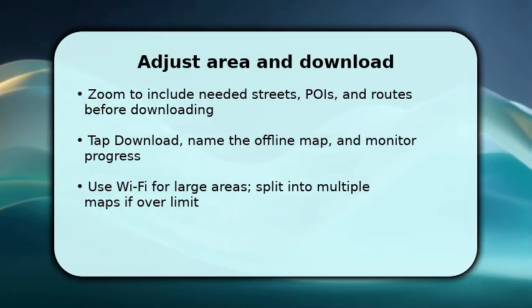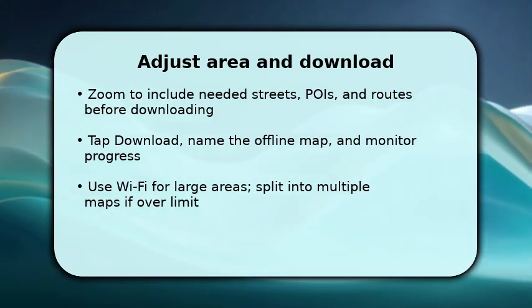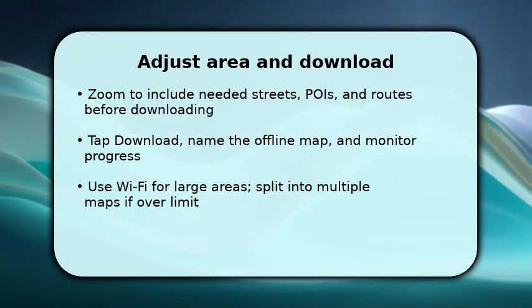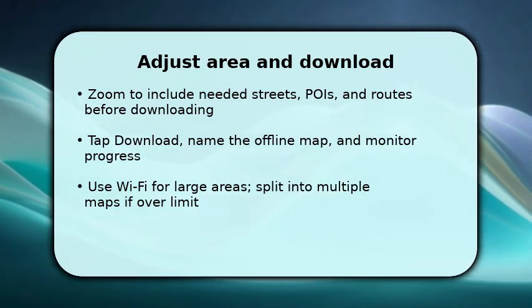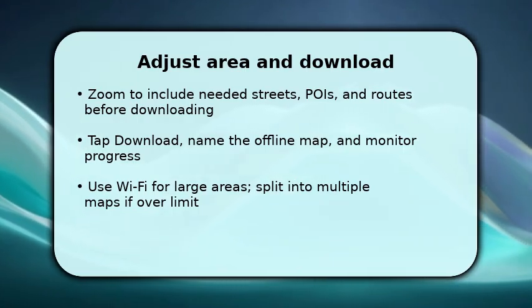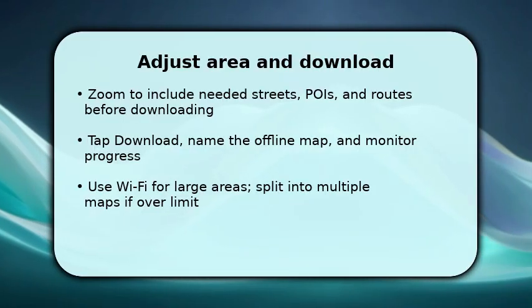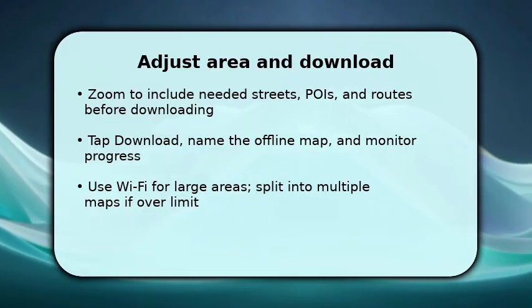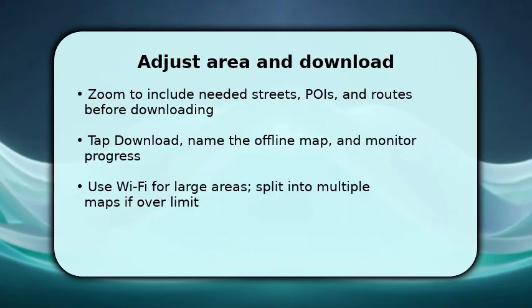Tap Download, give the map a clear name like City Center Trip, and watch the progress indicator. The app caches navigation data and business details. If the area is large, split it into 2 or more maps so each stays within size limits. Doing this makes navigation, search, and turn-by-turn work reliably offline.